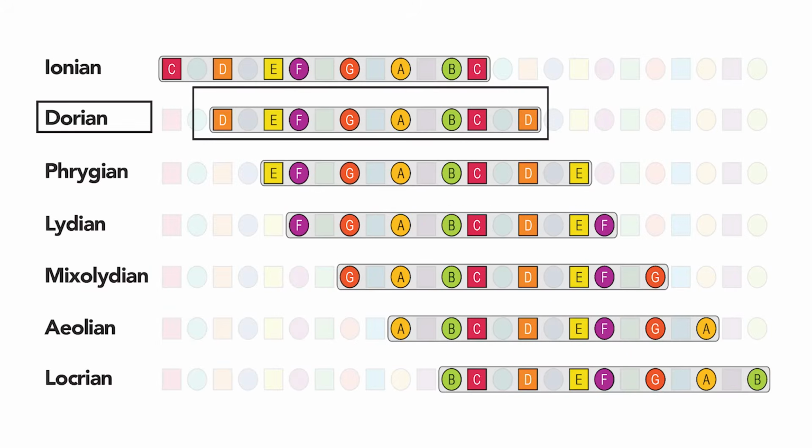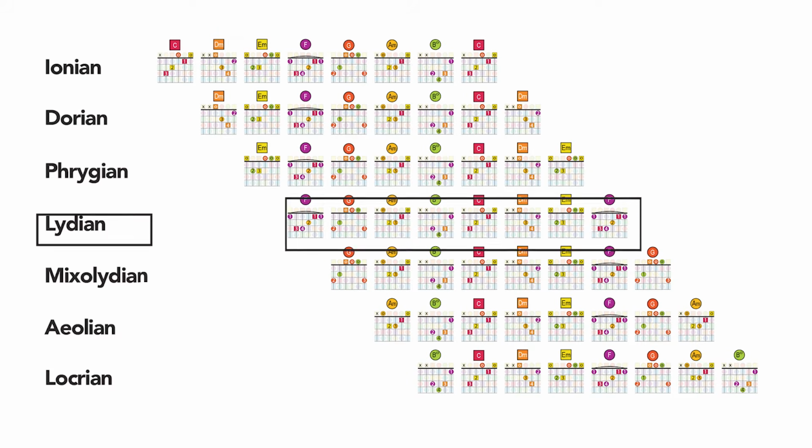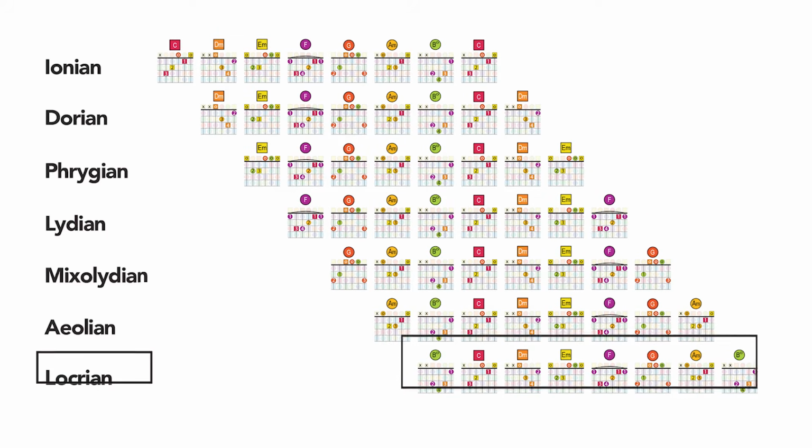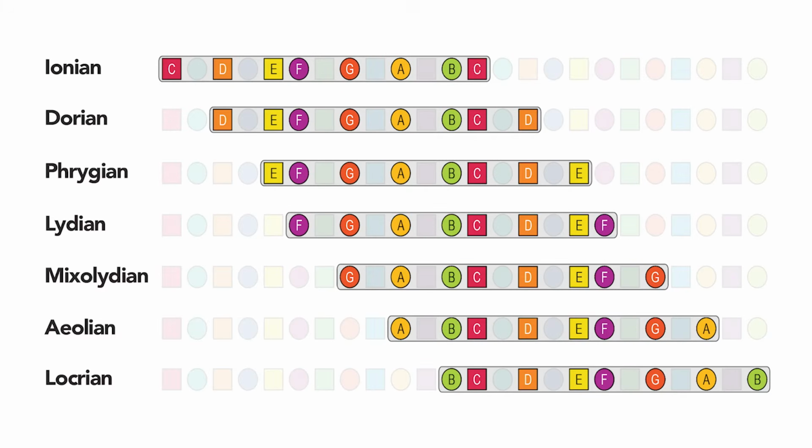And while the D Dorian mode sounds like this, this is that same pattern in chord form. And the same applies to all of the other modes where the chords in each one simply accentuate or give harmonic form to the underlying note pattern of that mode.